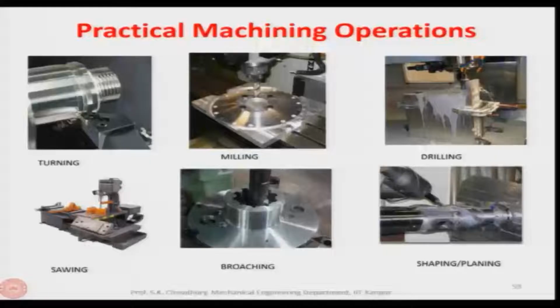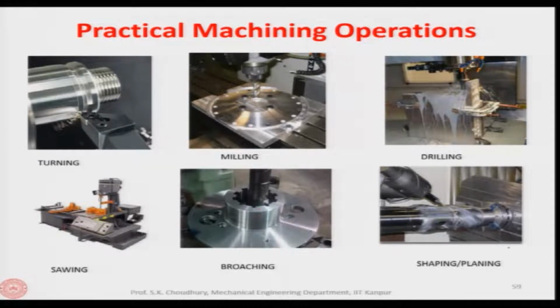In drilling, normally holes are drilled, either a blind hole or a through hole. In case of sawing, it is parting off, that is we are parting off normally the two parts. In broaching, these are the internal slots or external slots. This can be machined at a very high accuracy.